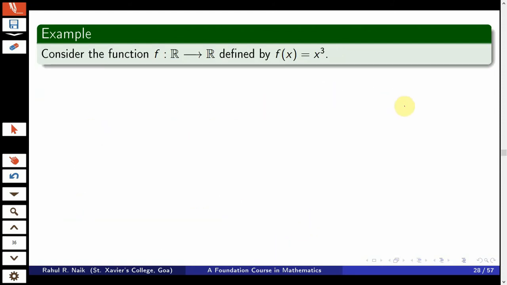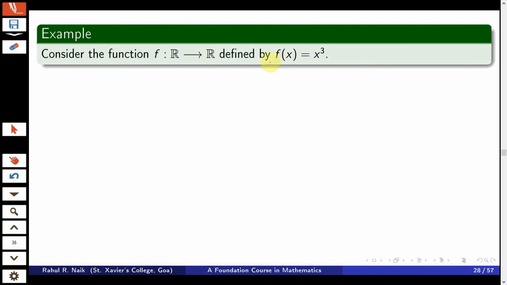Next example, f of x equal to x cube, where the function f is defined from R to R. The domain is the set of real numbers and the codomain is the set of real numbers again. Observing the domain and codomain is also important, because changing either of them may change the function and affect the 1-1ness of the function.